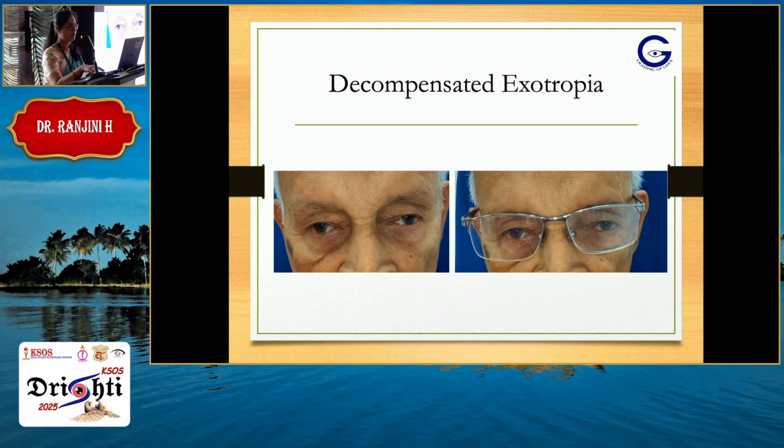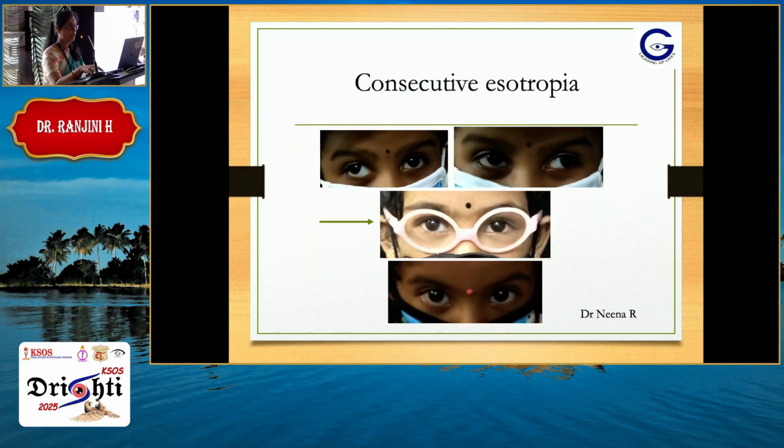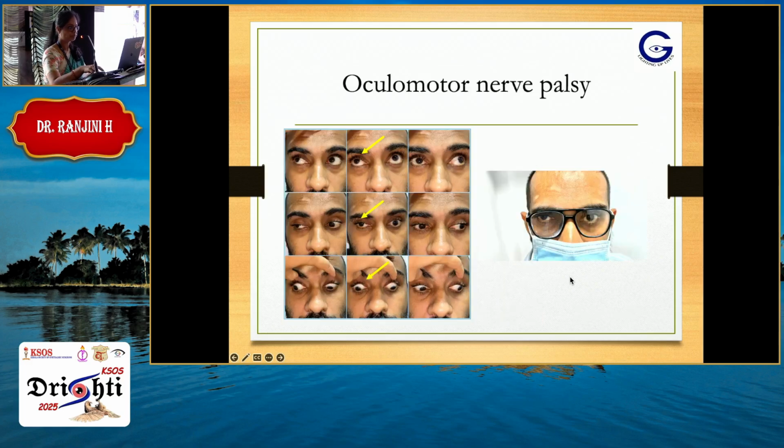So a few examples. This gentleman presented with decompensated exotropia after cataract surgery, had double vision and is doing well with the Fresnel prism in the left eye. This child underwent bilateral LR recession and came with consecutive ET. So for some time she was prescribed ground prisms before planning surgery for the consecutive ET.